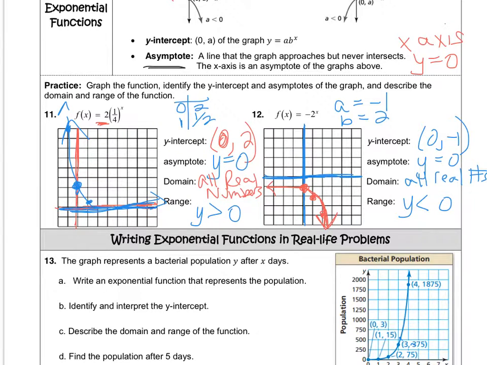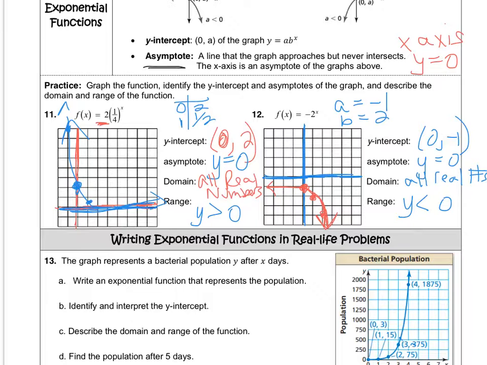Okay, number 12 was very straightforward, especially if you used your calculator in the table. The big thing to remember is we've got a negative 2 raised to the x power. Our a is the negative 1 because our factor cannot be a negative number, so our b is positive 2, our factor. The negative in the a value is what reflected this down.